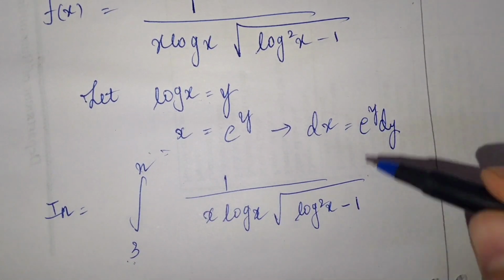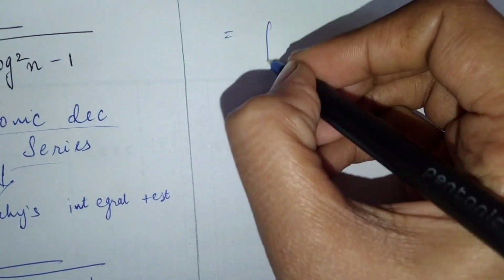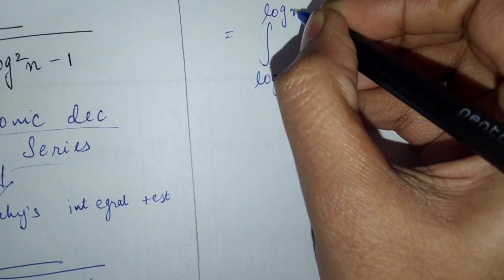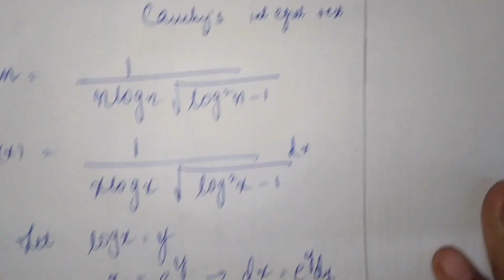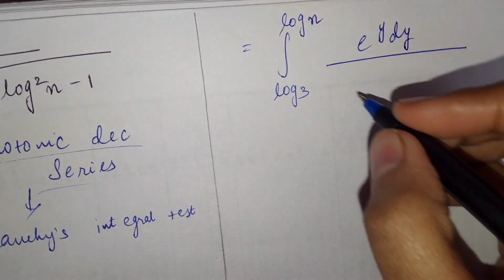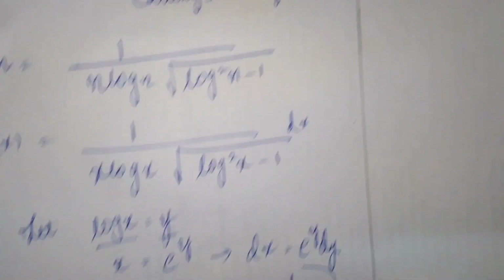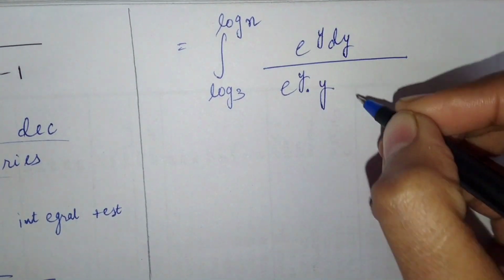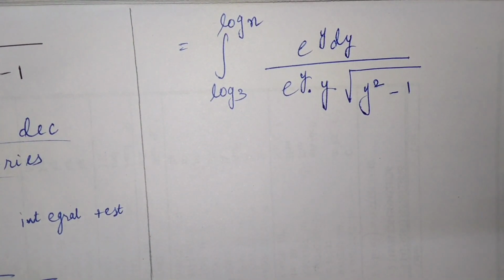Okay, so let us put all these values in this equation. So we will get log 3 to log n, and in place of dx I can put e raised to y dy. So in the numerator we can write e raised to y dy by, in place of x we can write e raised to y, and in place of log x we can write y. So e raised to y into y. Again in place of log square x we can write y square minus 1. So this is the final equation which we got after putting all the values.